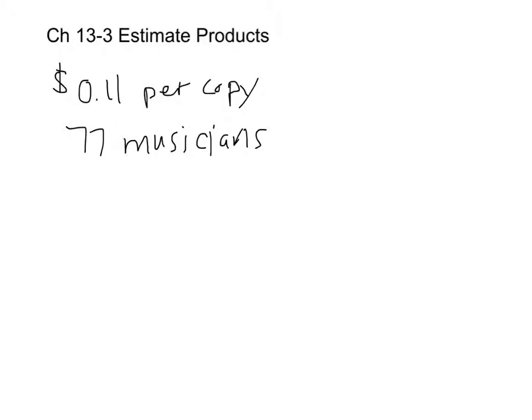About, so that keyword about, how much will it cost to make all the copies? Okay? So our first step, it's very similar to the lesson that we did the other day, with estimating, and we're going to use rounding, from the last chapter. So basically you're going to round the factors. You're going to round the 11 cents you have per copy, and you're going to round the 77 musicians. So let's start with the 77 musicians.